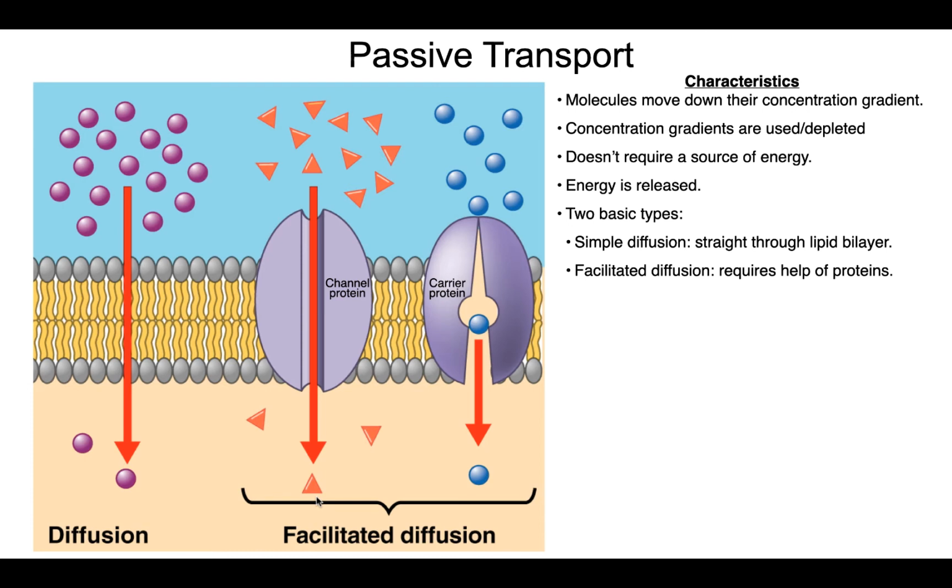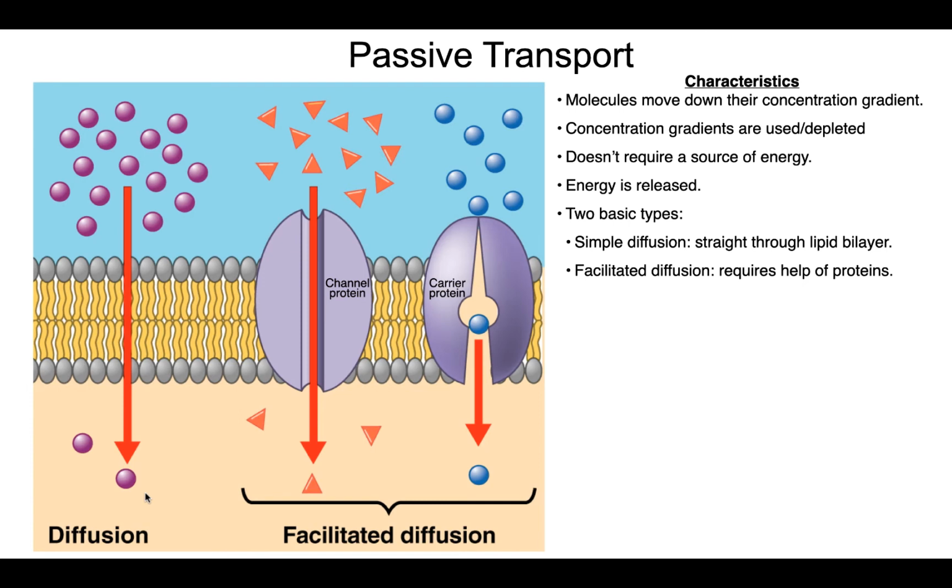Now this type of transport, this passive transport, this transport of molecules moving down their concentration gradient, does not require a source of energy. In fact, energy is released. We are using the stored energy of this concentration gradient that allows these molecules to move down their concentration gradient. And when we do that, energy is released, and this energy can be used to do work.